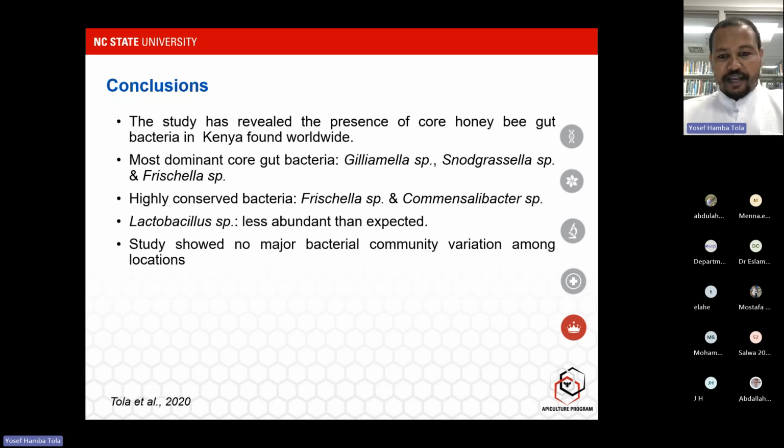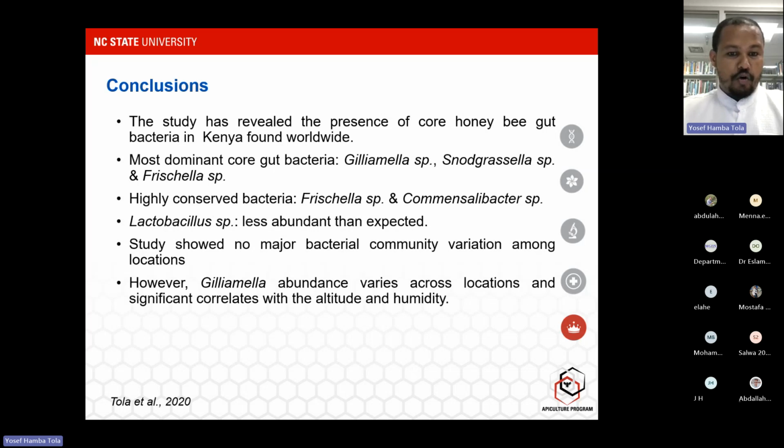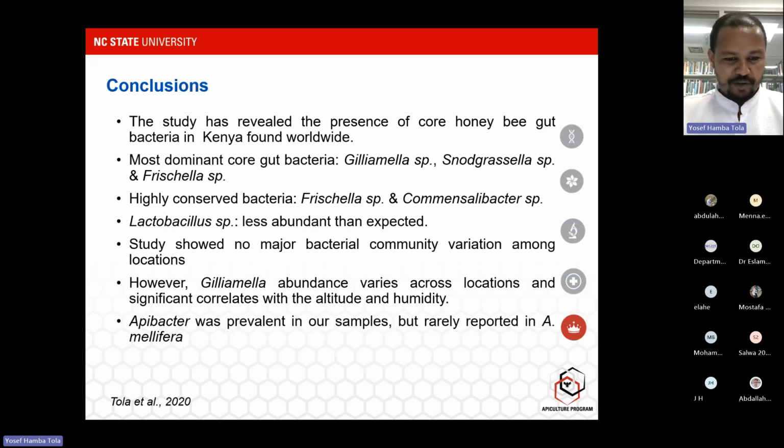The study didn't show major bacterial community variation for the others. We have seen only one bacterium varied across the regions, which is Gilliamella, most abundant in the coastal region.